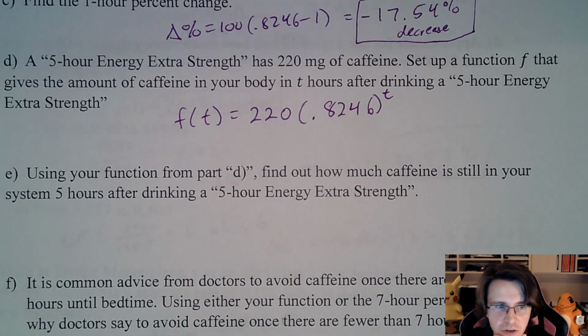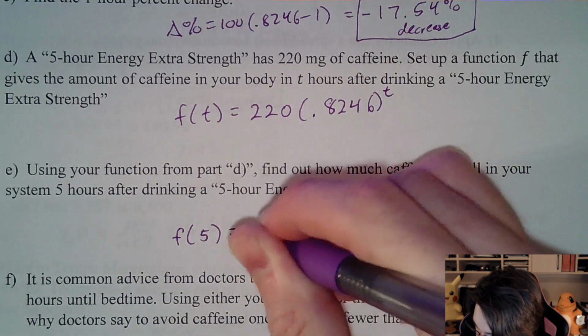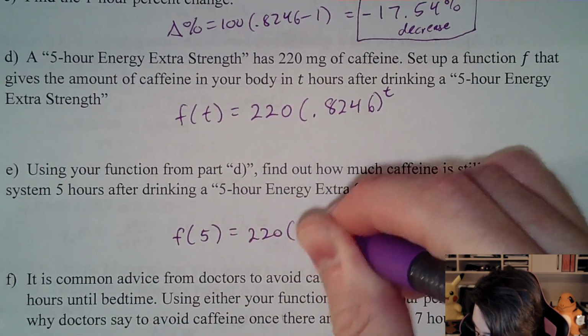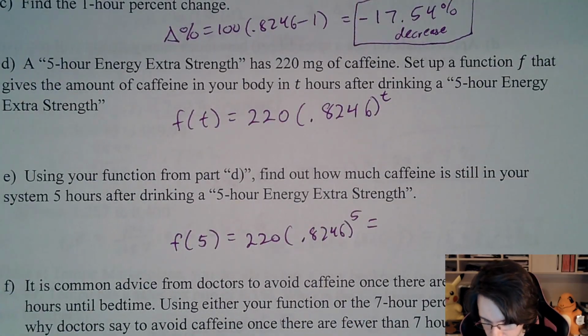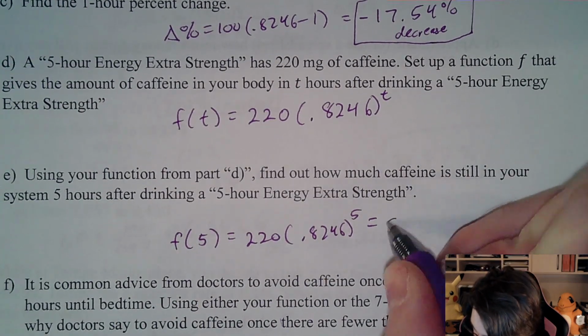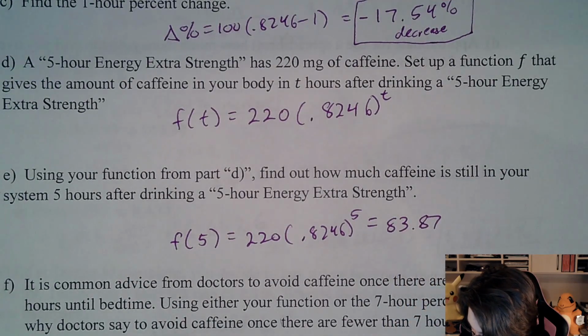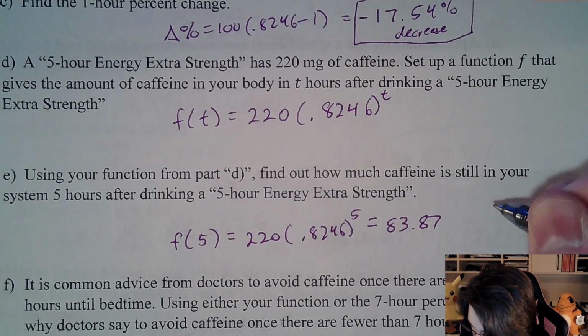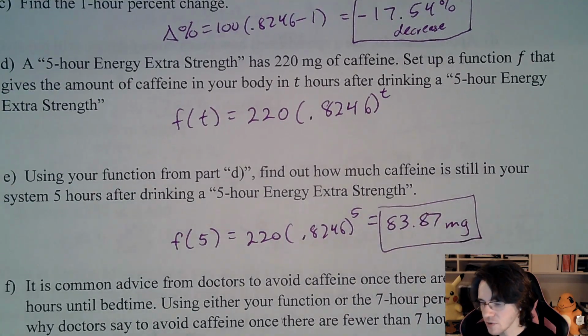Use your function from part D. Find out how much caffeine is still in your system 5 hours after drinking a 5-hour energy extra strength. So how much do you have left after 5 hours? Let's find out. 220 multiplied by 0.8246 raised to the 5th power. I'm just plugging all that into my calculator. Again, if you need help with this on your calculator, let me know. You will get 83.87 as the number there. You can go more decimals if you want to, but this is in milligrams.